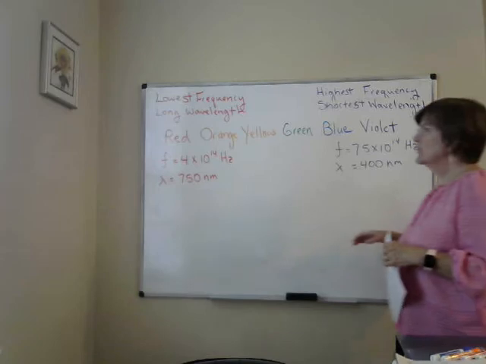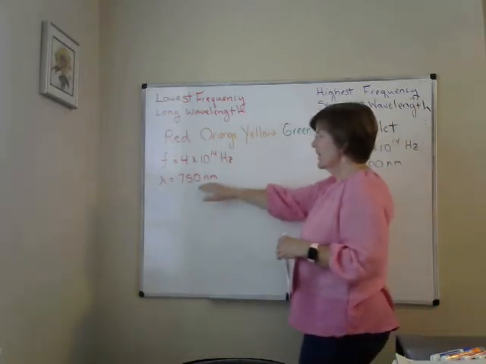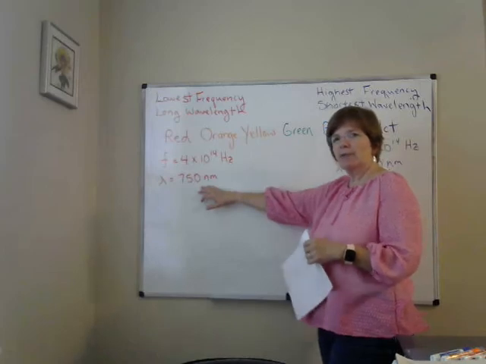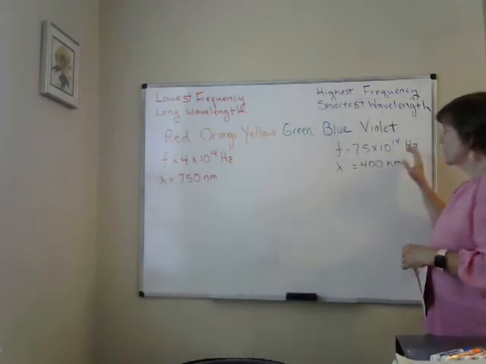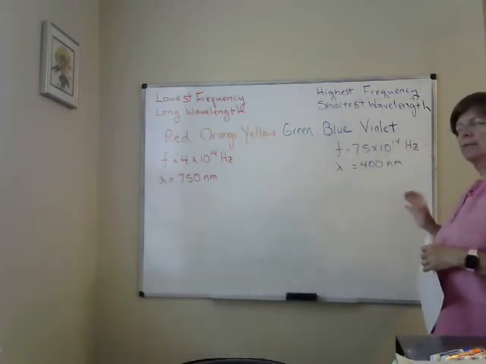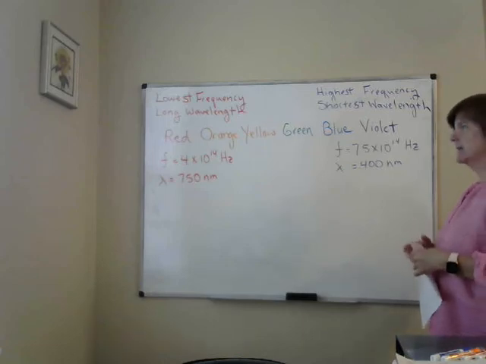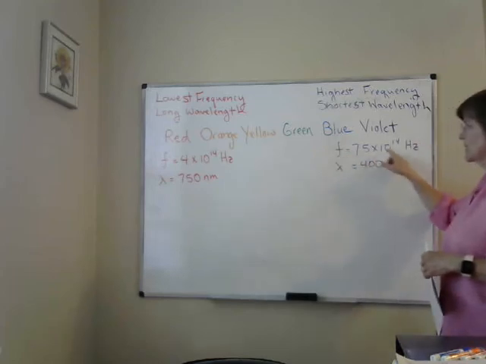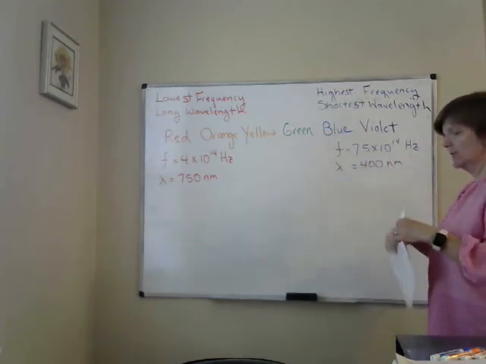If you do v equals f lambda here, you're going to get the speed of light, 3 times 10 to the 8th meters per second. Same thing here. If you multiply those together, you get 3 times 10 to the 8th meters per second. As the frequency increases, we see this wavelength getting smaller and smaller.